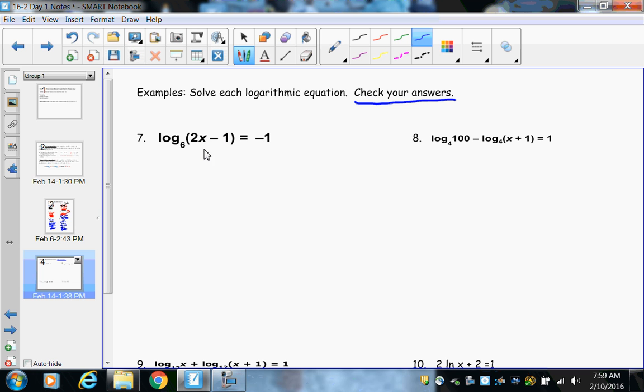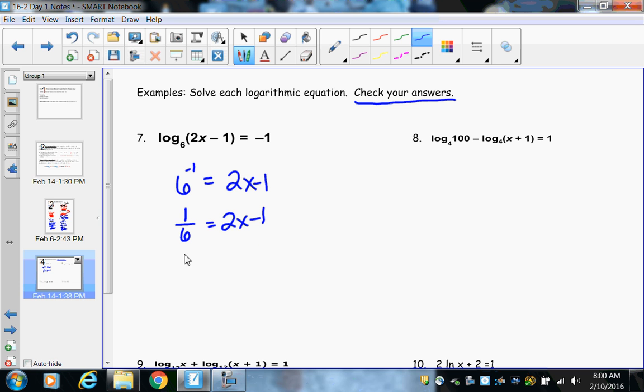So on example 7, we have log base 6 of 2x minus 1 equals negative 1. Now, this is in log form, and I'm stuck. So the easiest way to solve it would be to convert it to exponential. So the base of our log would be the base of the exponent, which is 6. What it's equal to is the exponent, so negative 1, equals what you're taking the log of. 6 to the negative 1 is really 1 over 6.